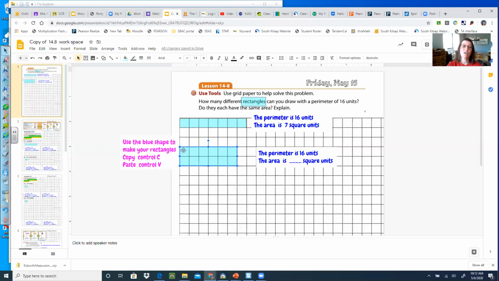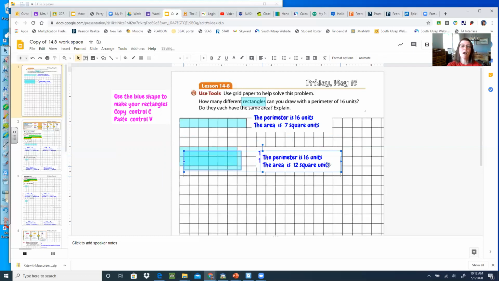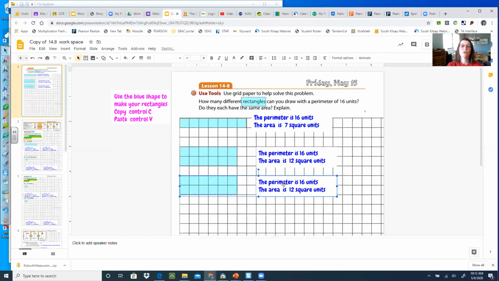Now I need to count its area. 2, 4, 6, 8, 10, 12. That works. As my shape gets bigger, touch counting is not going to be the most efficient strategy. Multiplying the length and the width is going to be more efficient. Right now I have only made 2 shapes. I can make more than that. So I'm going to grab both of them, Control C, Control V, and that way I make a copy of both. I'm going to bring it down here.